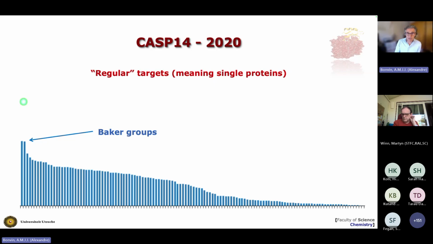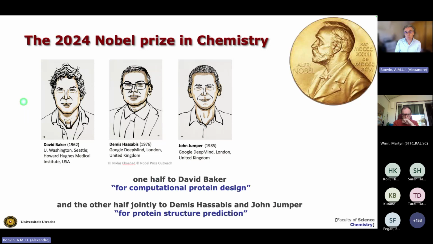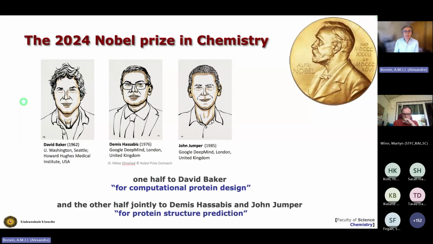But this is not the full picture of CASP 14 because, as probably you're all aware, there was one more column to add to this graph, and this is AlphaFold 2, basically, which was way above anyone else. The targets in CASP 14 were single proteins. At least this assessment is for single proteins. And of course, this was the breakthrough of the year. And if you think, so this was 2020, and they got the Nobel Prize in chemistry in 24 for this work. So this is fantastic. David Baker is part of it, but for the design part, while Demis Hassabis and John Jumper for really the structure prediction part.